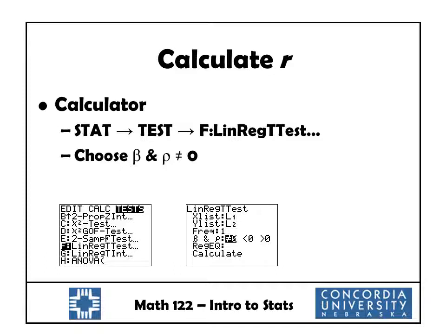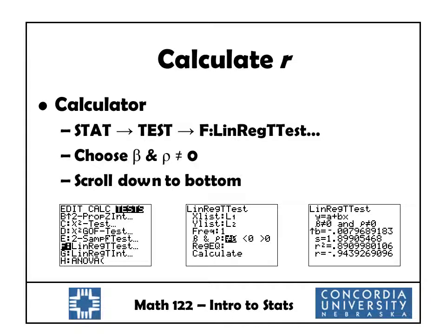Okay? So you choose it like shown there in the figure on the left. The figure on the right shows the window how you should set it up. The X list is like before, the list that contains your X values, which in this case is L1. Y list is L2. Frequency, just leave that at the default value of 1. Now next, choose beta and rho not equal to 0. We won't get into what that means. The next option is RegEQ, which stands for regression equation. Just leave that blank for the moment. And then lastly, choose calculate and hit enter.